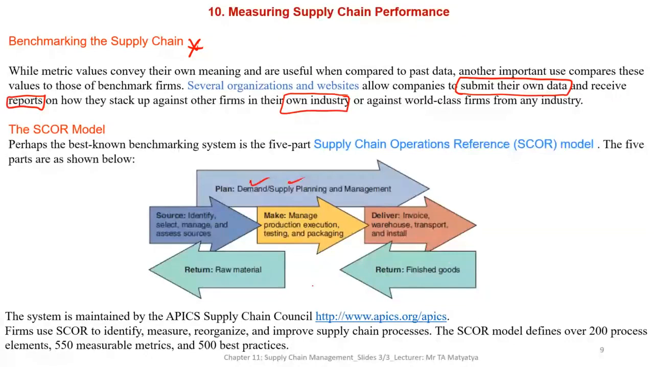The system is maintained by the Supply Chain Council. Please, I would like you to go through this website when you get a chance. I won't do it now due to time constraints. Firms use SCOR to identify, measure, recognize, and improve supply chain processes. The SCOR model defines over 200 process elements, 550 measurable metrics, and 500 best practices.